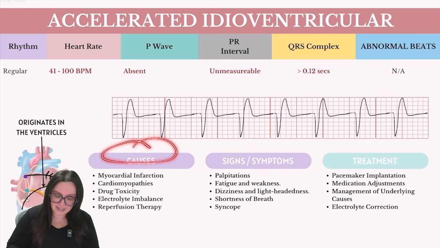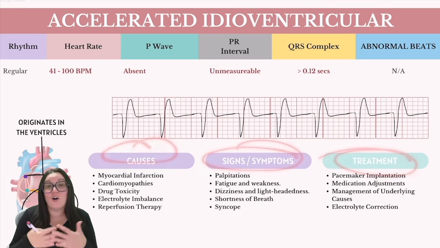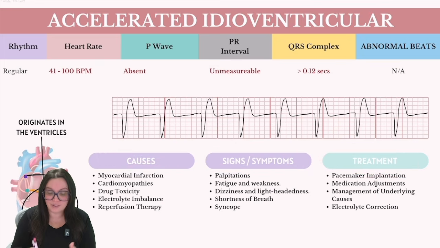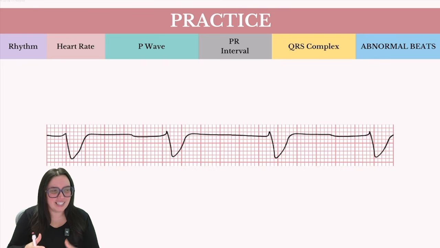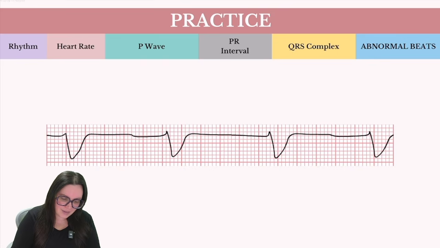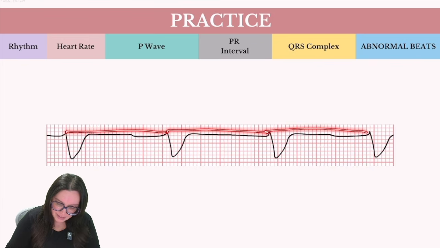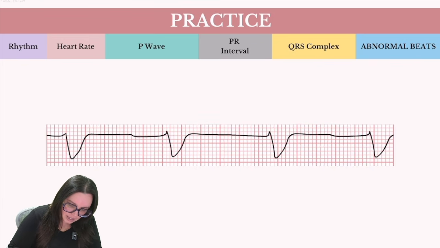As for the causes, the signs and symptoms, and the treatment, they're all going to follow the exact same rules as we saw when it came to our regular idioventricular rhythms. So let's do some practice. What is it that we have here? So based on what I can see, if I was to look at our rhythm starting with that, it looks pretty regular. It's kind of following the exact same place every single time that I march it out.